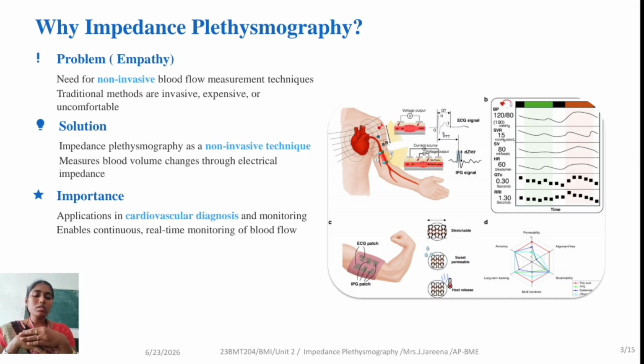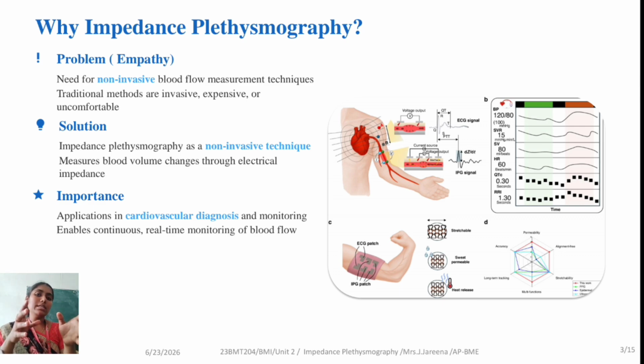Before getting into this topic, first we will see what the problem is and what the need is for this particular topic. The reason is that there are many traditional methods which are invasive for measuring blood flow. They may cause the patient to feel discomfort, or patients may not be able to afford such traditional, expensive techniques for blood flow measurement.